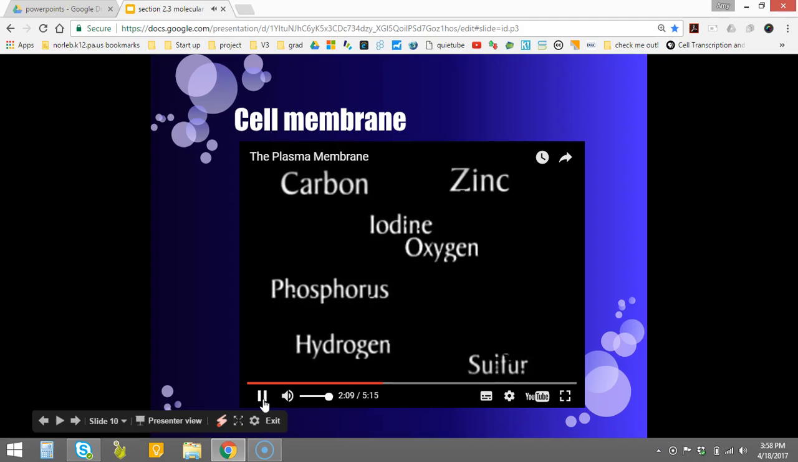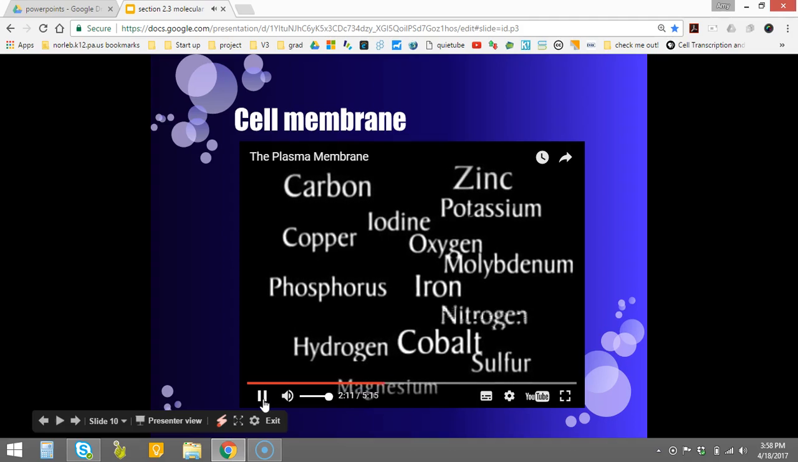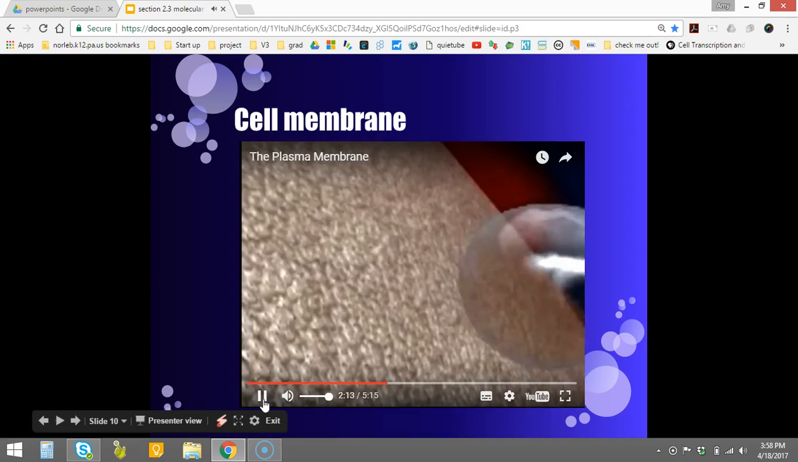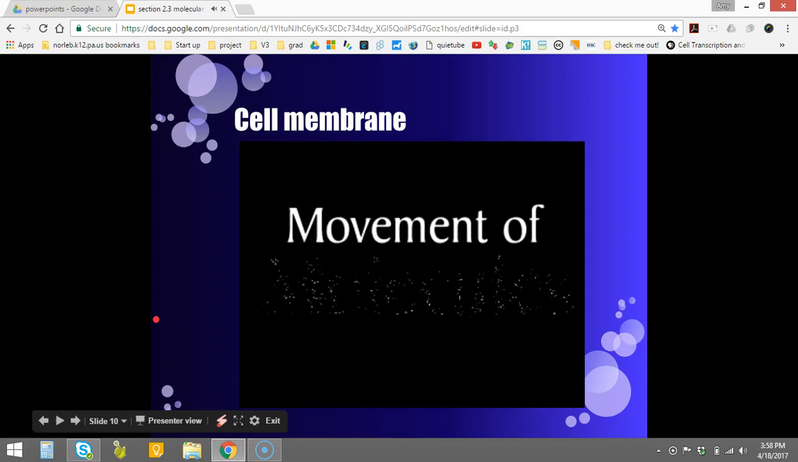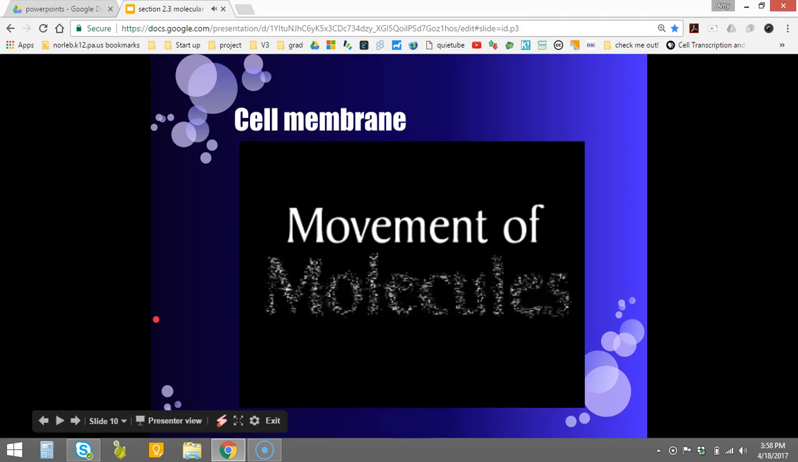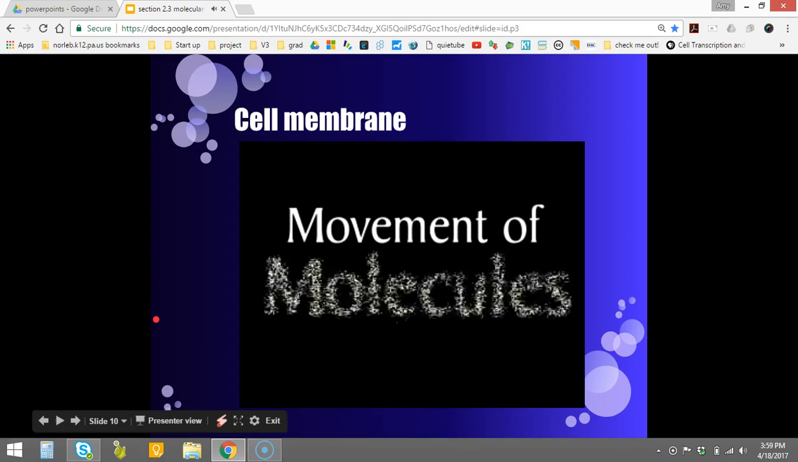In order for the cell to survive, many different materials must be able to cross the plasma membrane. When water passes through a cell's membrane, the type of diffusion is called osmosis. When solute particles pass through a cell's membrane, the type of diffusion is called dialysis. Before looking at this movement through the membrane, it is important to understand the movement of molecules in general.